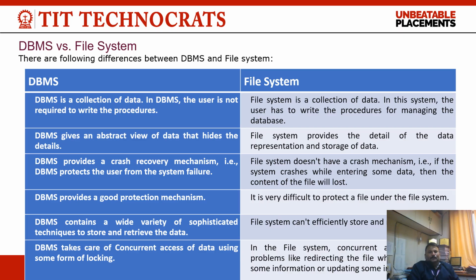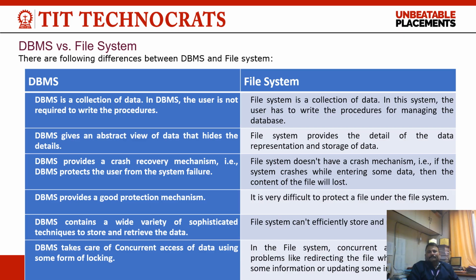In DBMS, the user is not required to write the procedures, while the file system is a collection of data in which the user has to write the procedures for managing the database. Second point, the DBMS gives an abstract view of data that hides the details, while the file system provides the details of the data representation and storage of data. Third point, DBMS provides a crash recovery mechanism, which protects the user from system failure, while a file management system does not have the required crash mechanism.